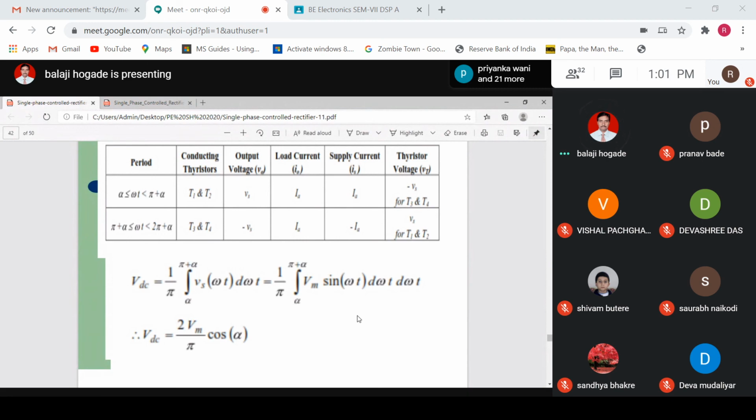Clear? Previous case में कैसा था? With pure resistive load, what was the equation for the output voltage? It is Vm by pi into 1 plus cos alpha.